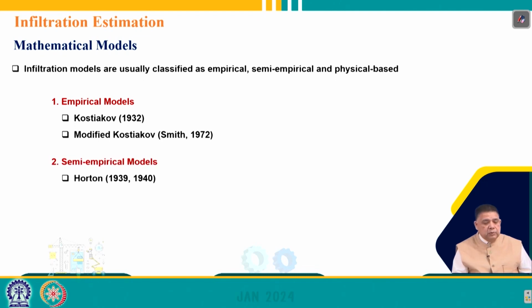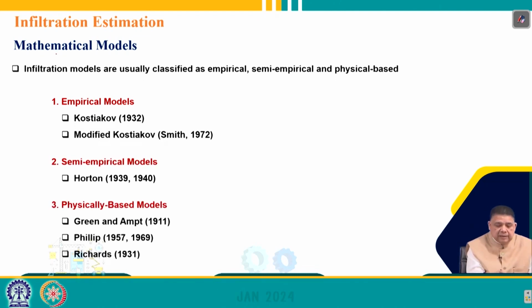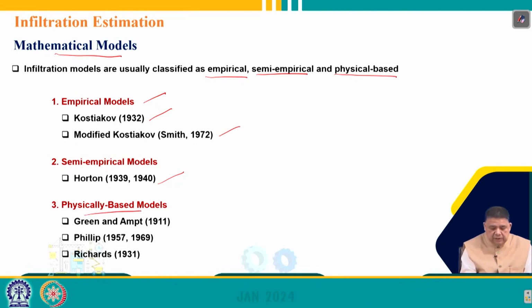Now we come to estimating infiltration using mathematical models, and usually infiltration models are classified as empirical, semi-empirical and physically based, and these are the different models under different categories. Under empirical models, we have the Kostiakov equation developed in 1932, and modified Kostiakov by Smith in 1972. Semi-empirical: Horton, 1939-1940. Under physically based we have 3 different models: Green-Ampt given in 1911, Philip in 1957 and 1969, and the third one is Richards' equation in 1931. We will see these in the remainder of today's lecture and the next lecture.